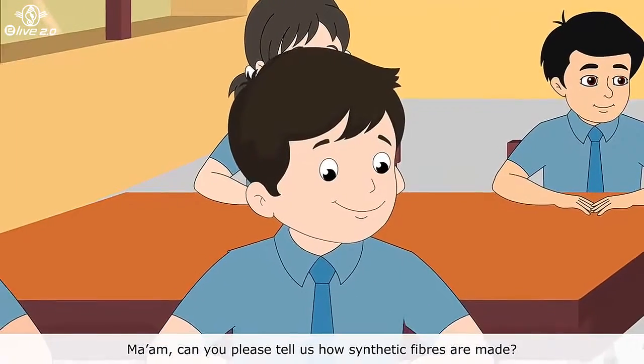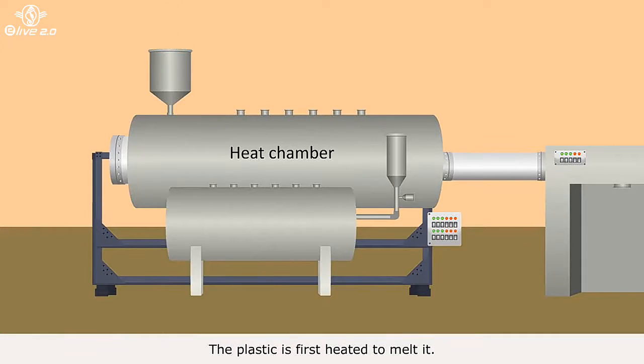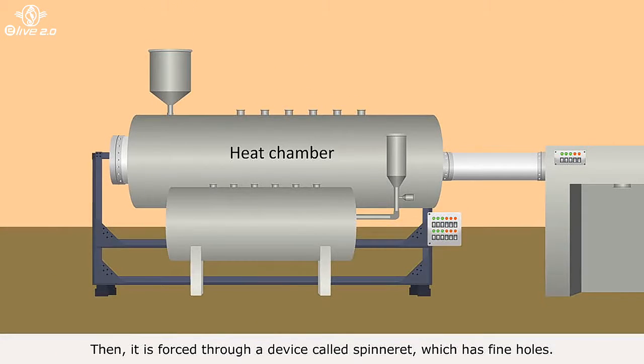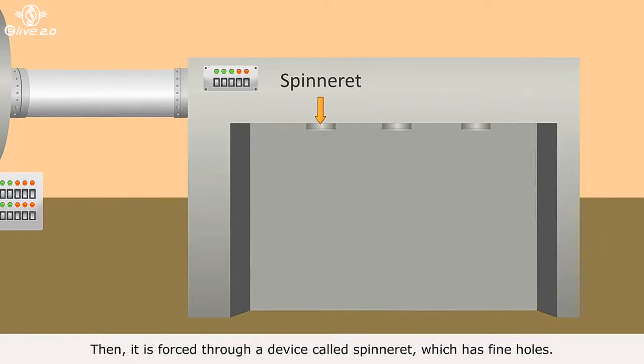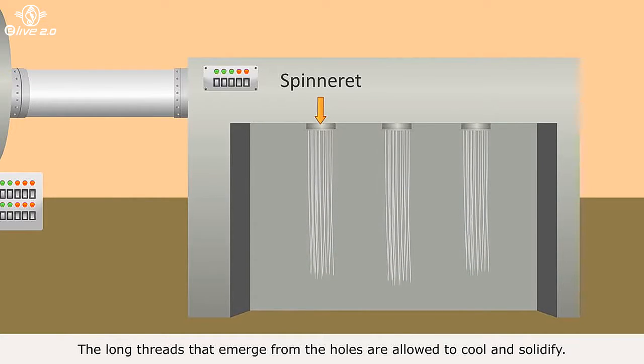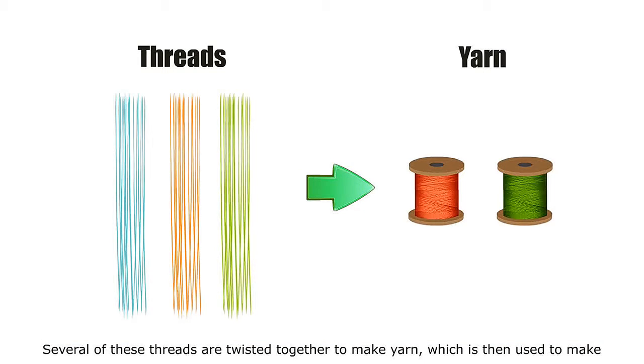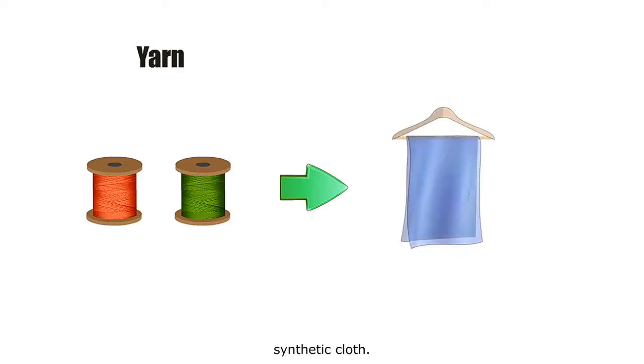Ma'am, can you please tell us how synthetic fibers are made? The plastic is first heated to melt it. Then it is forced through a device called spinneret, which has fine holes. The long threads that emerge from the holes are allowed to cool and solidify. Several of these threads are twisted together to make yarn, which is then used to make synthetic cloth.